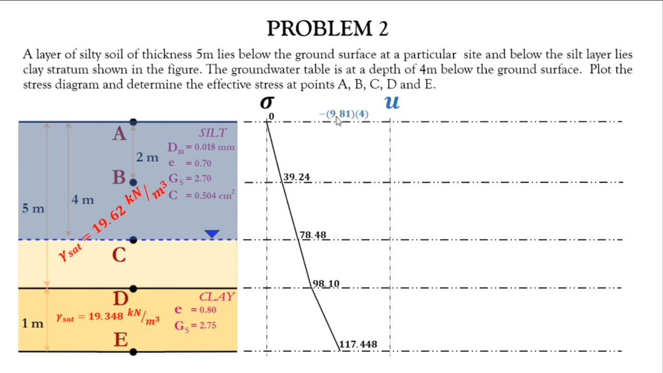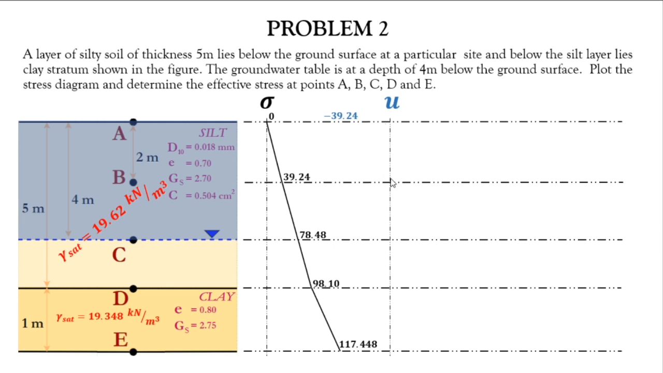Isama mo na yung 9.81. At yung point A natin ay 4 meters away from the groundwater table. Kaya nakamultiply ito sa 4. And the value is negative 39.24. Nasa left side siya ng ating diagram.